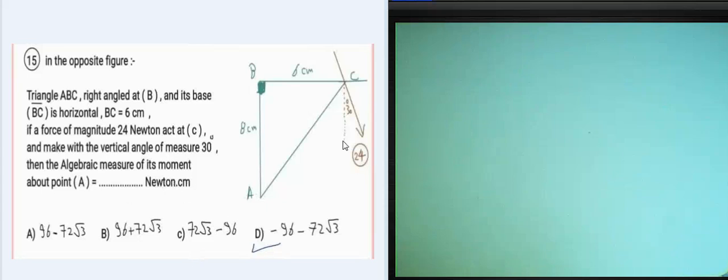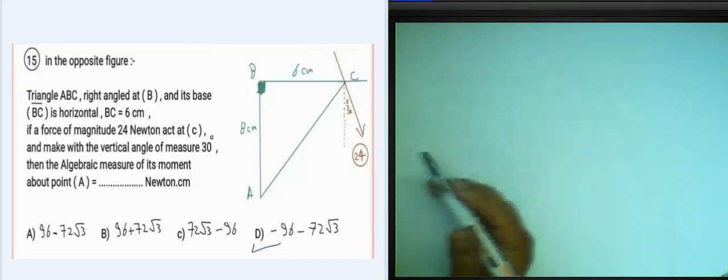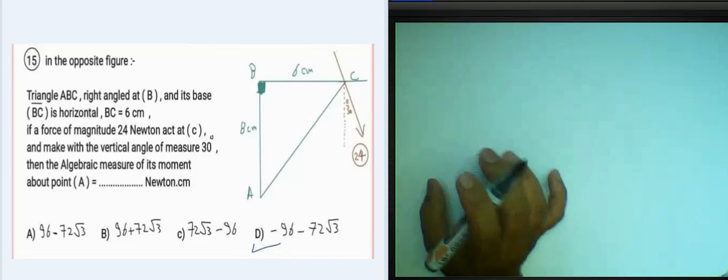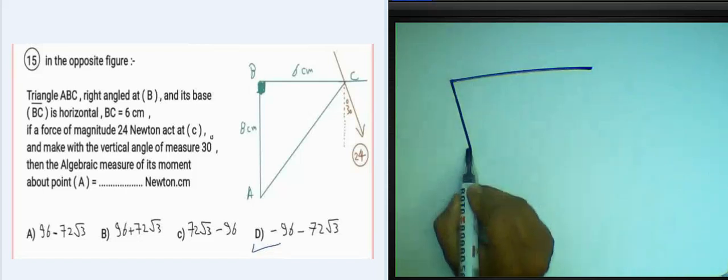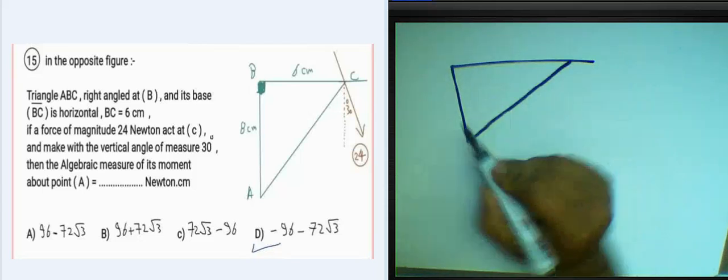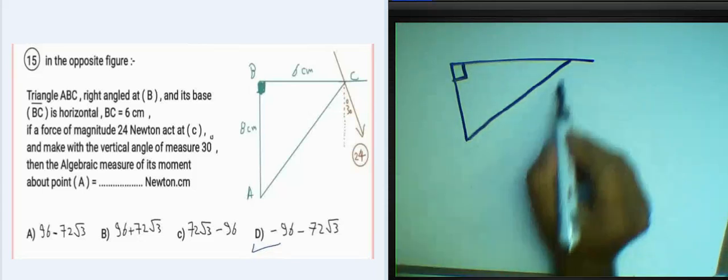It's very easy. The moment about point A is the direction AC cross the force, but we must convert this force 24 from a value to a vector by multiplying by the unit vector from point C. Or you can factorize this force into components, one of them perpendicular, and we have the force here.